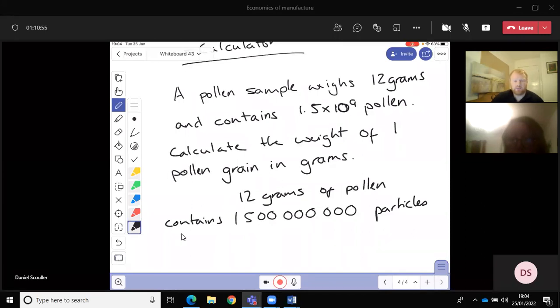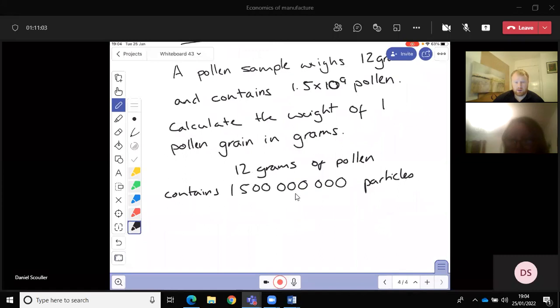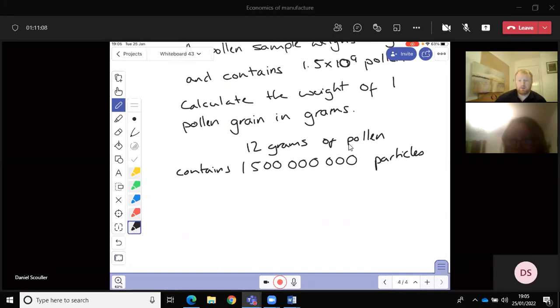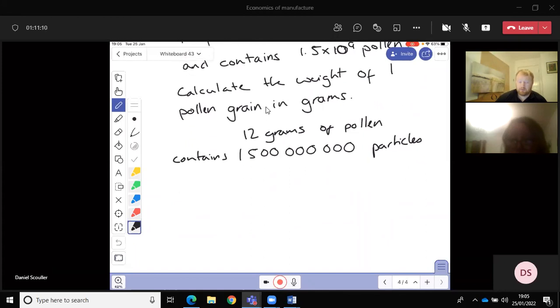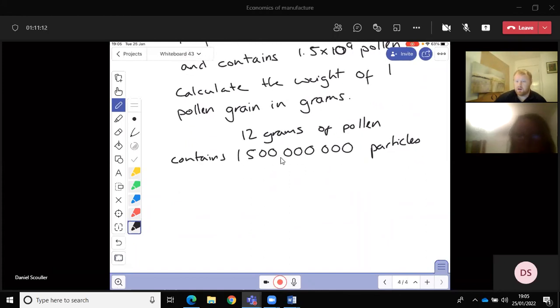So 12 grams of pollen contains 1.5 billion particles. Is that a billion? Yeah, 500 million, that's a billion. Funny that Jeff Bezos has more money than that. There you go. But let's not get political.